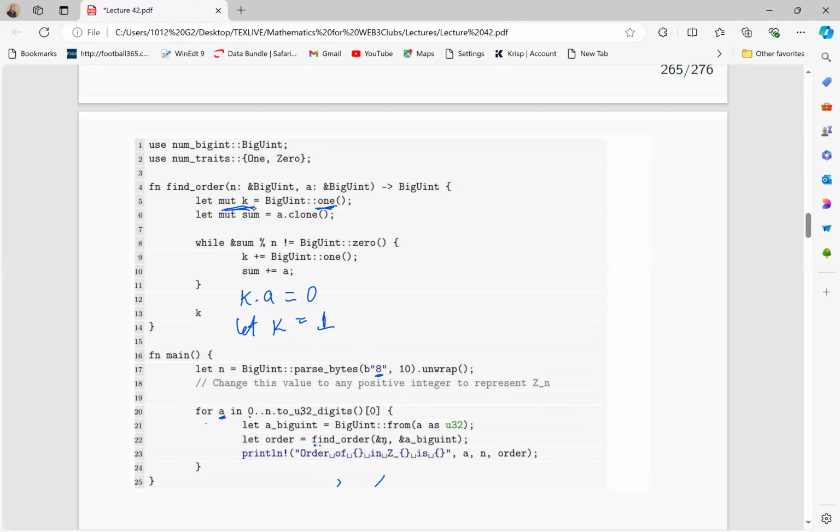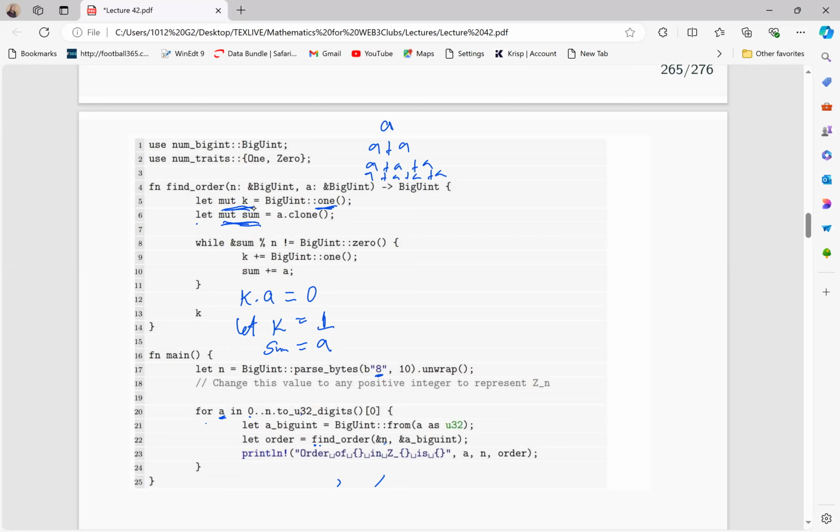Then let the sum also be mutable. Initially, we let the sum be a. So you know what the code understands? The code understands that if you have a, you will take a plus a, then a plus a plus a, that's what it's saying. Then you take a plus a plus a plus a, and so on.